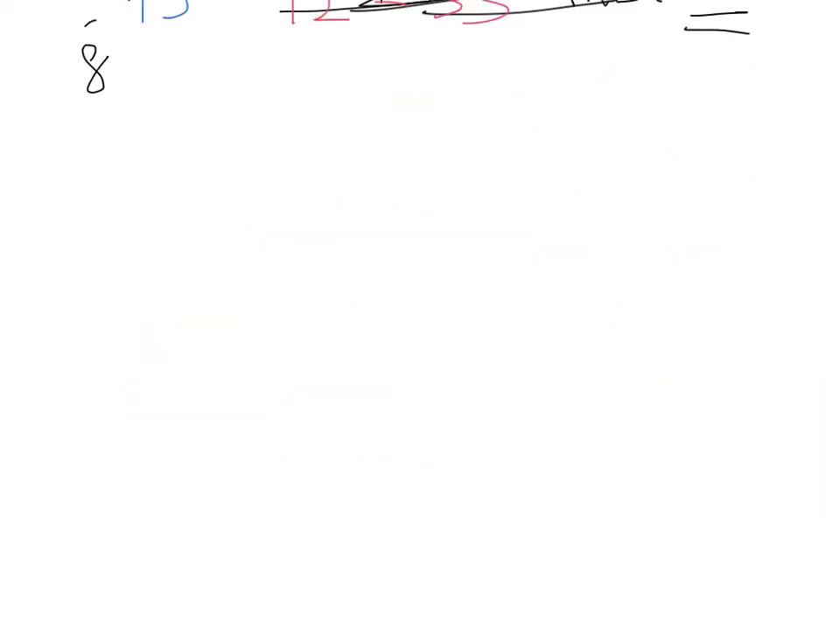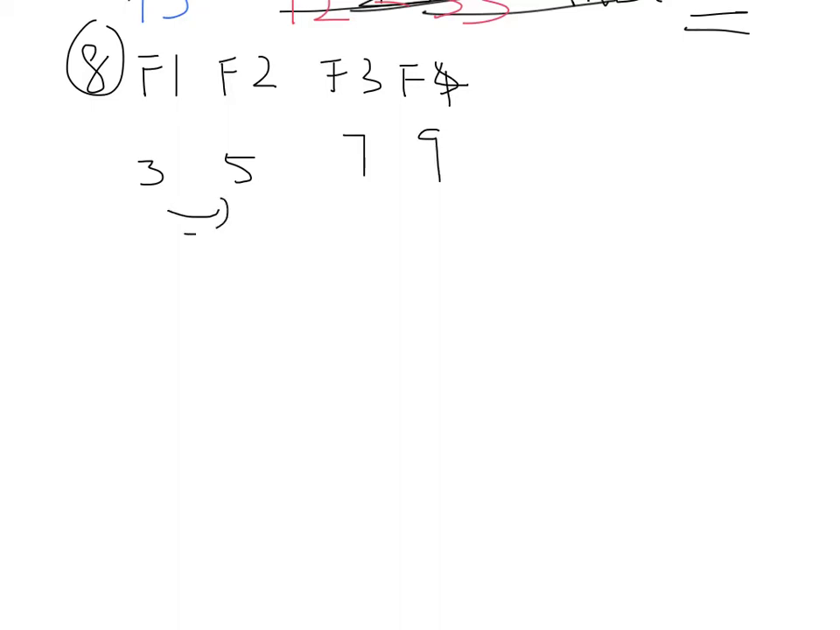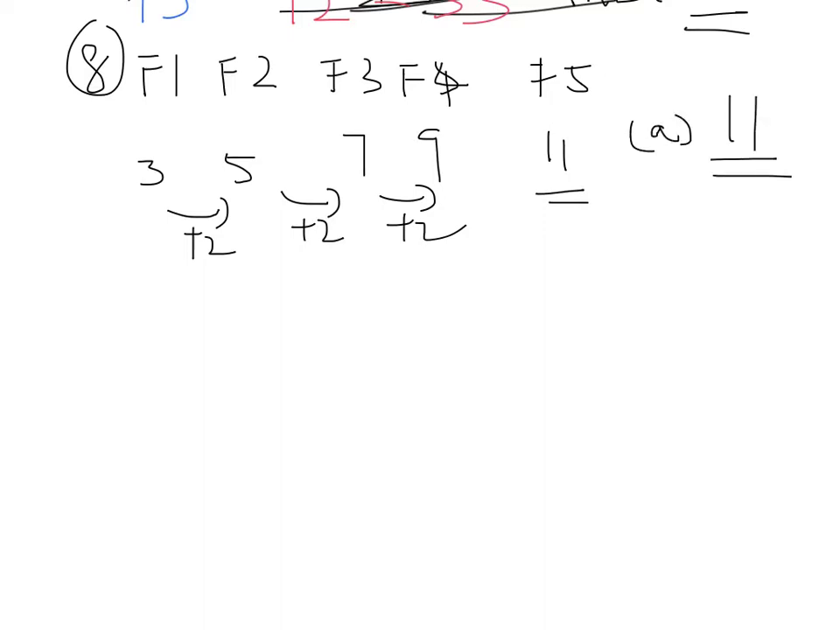Okay, now we move on to question 8. The diagram below shows a number pattern consisting of dots. If you notice, under figure 1, there's actually 3 dots. Under figure 2, there's 5 dots. Figure 3, 7 dots. Figure 4, 9 dots. Every figure, there's an additional 2 dots. So for figure 5, there must be 11 dots. So our answer for question A is 11.